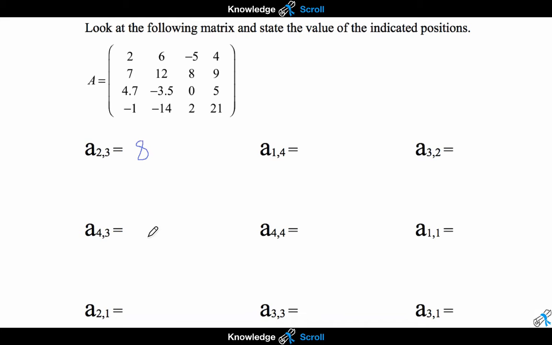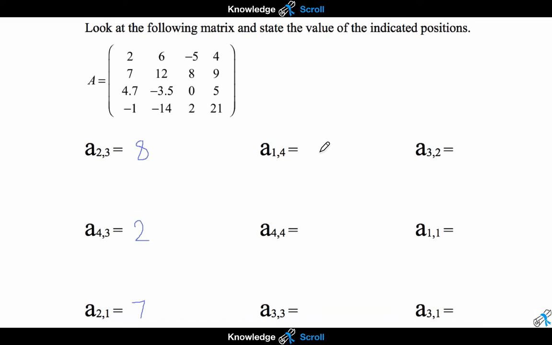The second position that we have is A43. We're looking for the fourth row, third column. Therefore, the element in that position is the number 2. A21, the second row, first column, that would be the number 7.